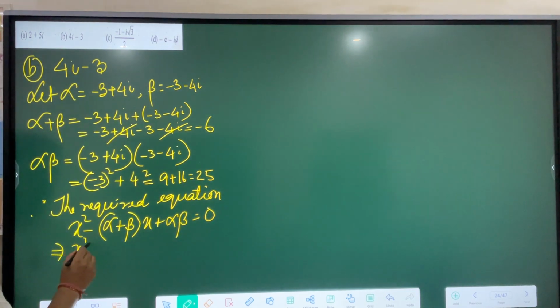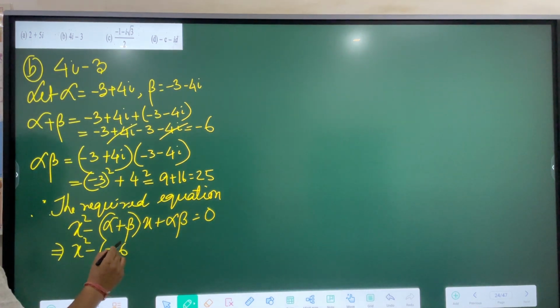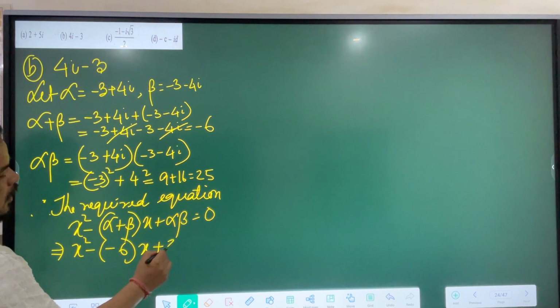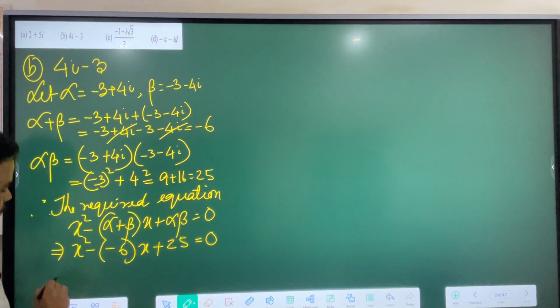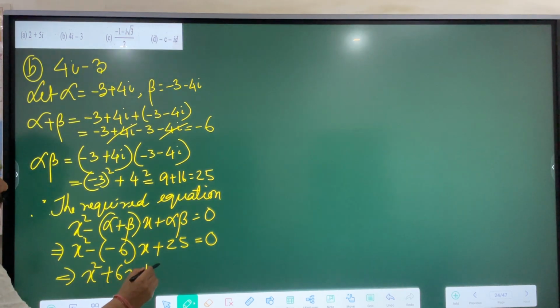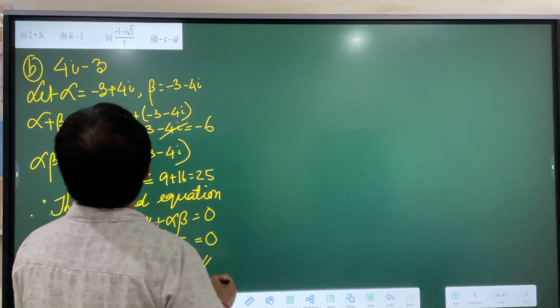So x square minus alpha plus beta, which is minus 6. So minus of minus 6, x is in its place, plus alpha into beta, 25, equals to 0. So x square plus 6x plus 25 equals to 0. This is finished. Number C.